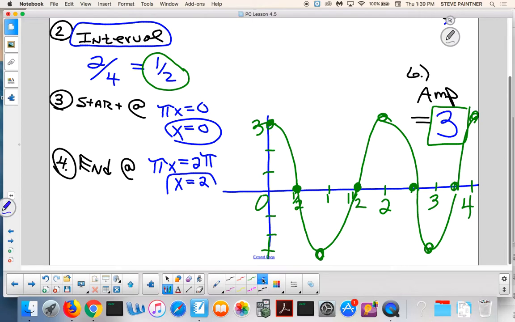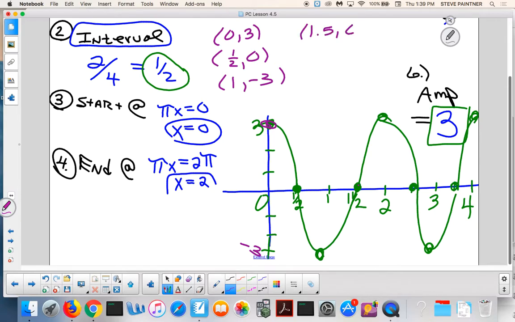Here we go. The 5 key points are this. We'll start at this one. How many radians here? 0 radians. What's the answer? 3. Then it'd be half a radian. What? 0. Then it'd be 1 radian. What? -3. Then it'd be 1.5 radians. Then what? 0. Then 2 radians. What? 3. There they are. Did you get it? So, is it starting to click?